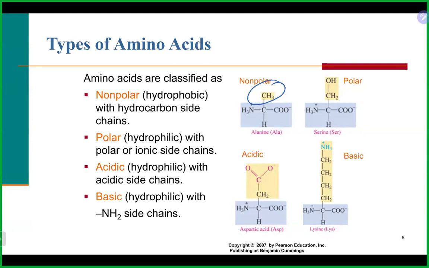Polar means that it has some type of polar group, which, just like we talked about with bonding, means that there's going to be unequal sharing of electrons. Because of that, there's going to be a negative side to a bond or a positive side to a bond, which allows it, for example, to do hydrogen bonding, like we talked about previously. So those are typically hydrophilic, which means they like water. They're water loving.